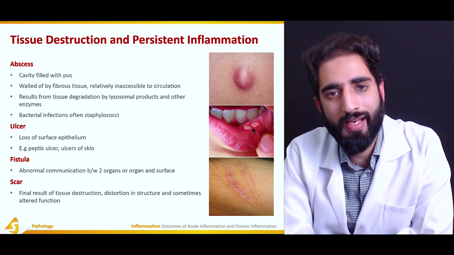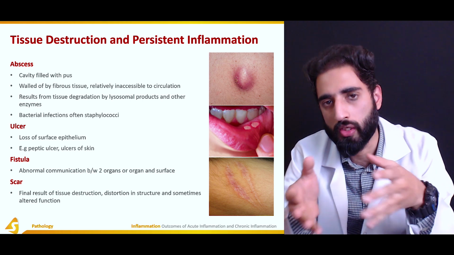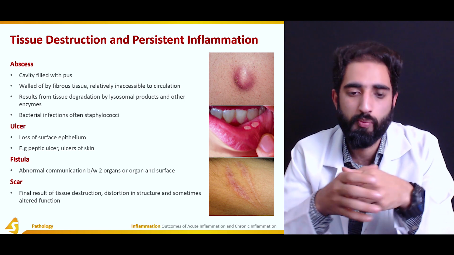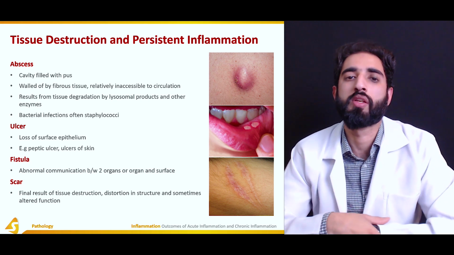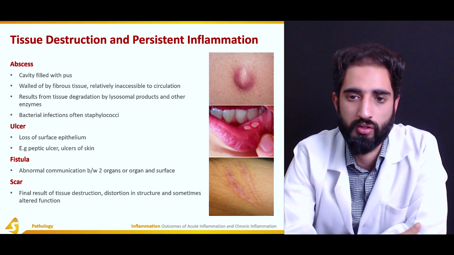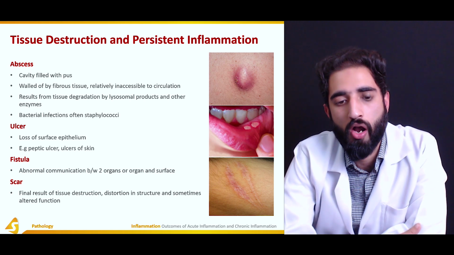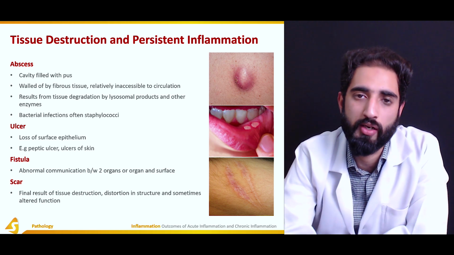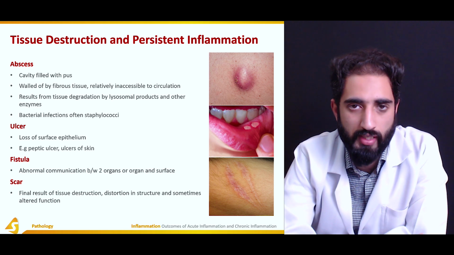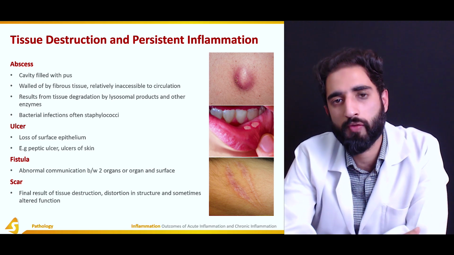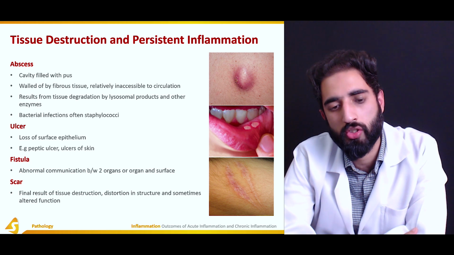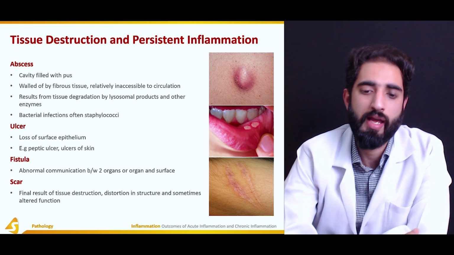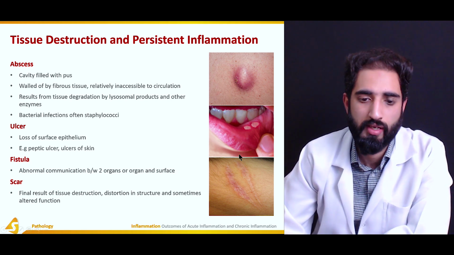Now, fistula. A fistula is actually an abnormal communication between 2 organs which does not exist naturally, but it forms in response to tissue destruction or persistent inflammation. Or a fistula can also occur as a communication between an organ and the outside surface as well. The last type of tissue destruction is the scar or scar formation, and it is the final result of tissue destruction and distortion in structure.